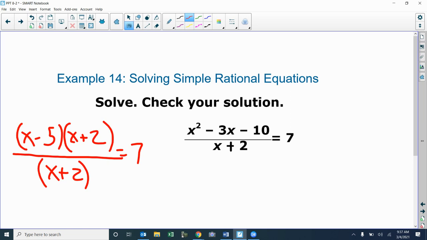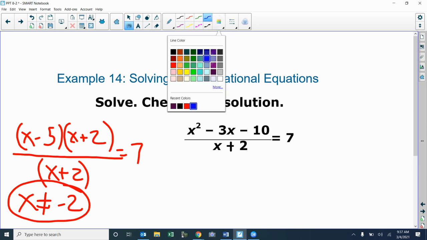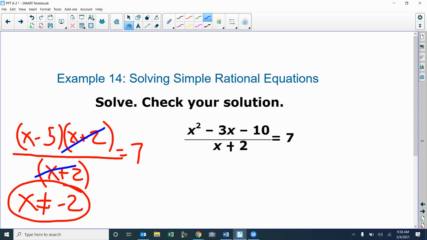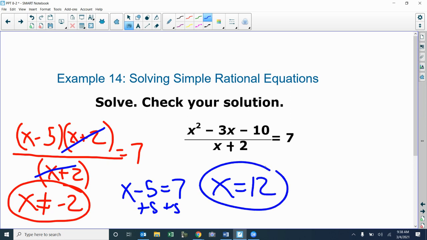How we doing factoring it? Should be okay with that. X cannot be what? Can't be -2. We're ready to cancel. Stop, stop. X minus 5 equals 7. We will plus 5. And we're going to have X at 12. Does that cause that to have a problem? It doesn't, does it?